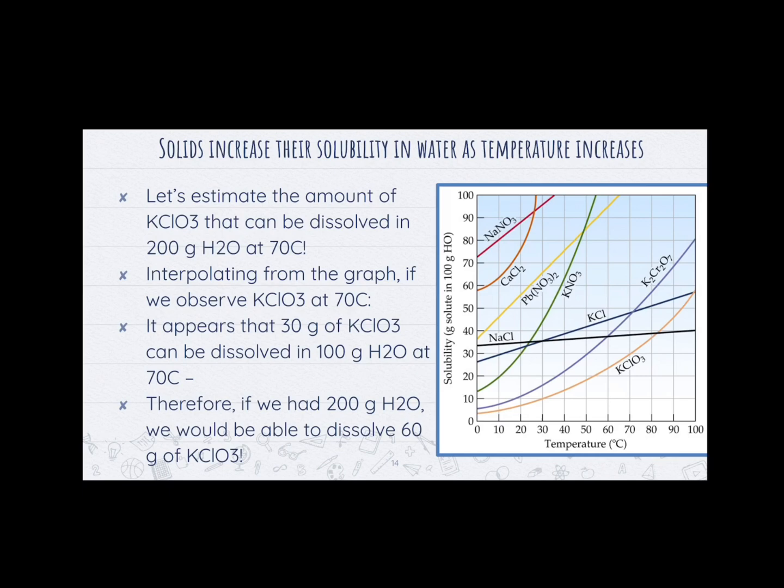So interpolating from the graph, if we observe KClO3 at 70 degrees Celsius, it appears that 30 grams of KClO3 can be dissolved in 100 grams of water at 70 degrees Celsius. So if we're asking about 200 grams of water, we would be able to dissolve 60 grams of KClO3. We would just multiply it by 2.